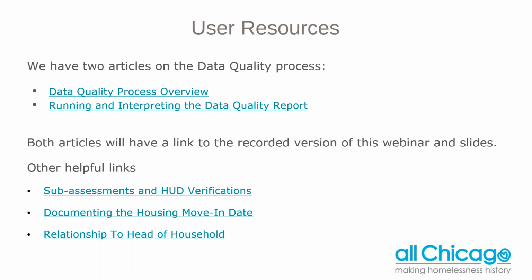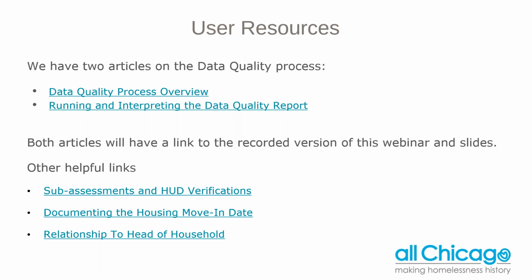Both articles will have a link to the recorded webinar and slides, so no matter what article you click on, you should be able to get both from there. Other helpful links would be the sub-assessment and HUD verification article. Again, that has always been the most confusing piece of data quality. This article will help you understand how to make sure that they're done correctly in HMIS, and then they should pull into the report accurately as well.